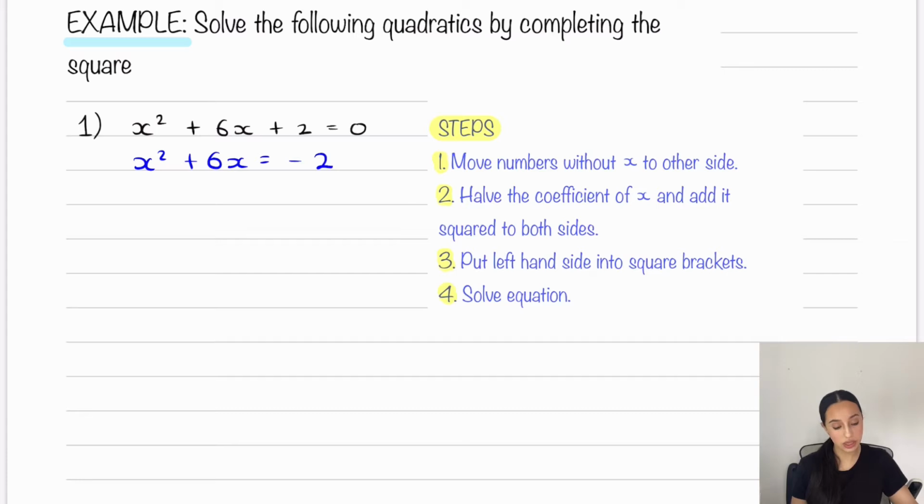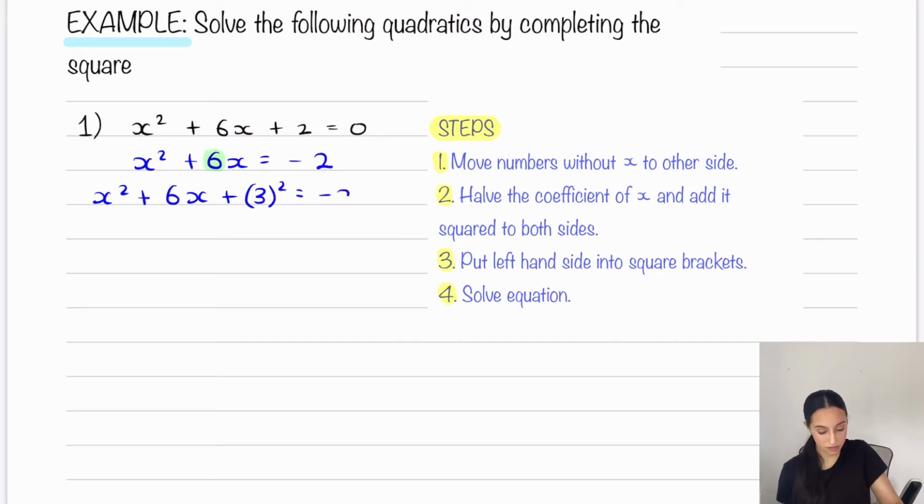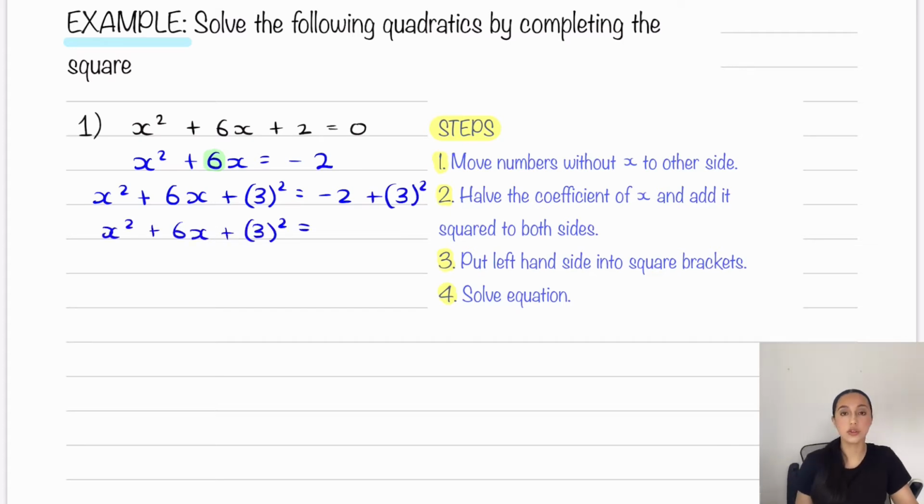Okay, then step 2 is to halve the coefficient of x and add it squared to both sides. The coefficient of x, or the number in front of x, is 6, so we're going to halve 6, which is 3, and add 3 squared to both sides. Okay, I'm just going to rewrite the left-hand side. And negative 2 plus 3 squared becomes 7 on your calculator. So at the moment, you should have that.